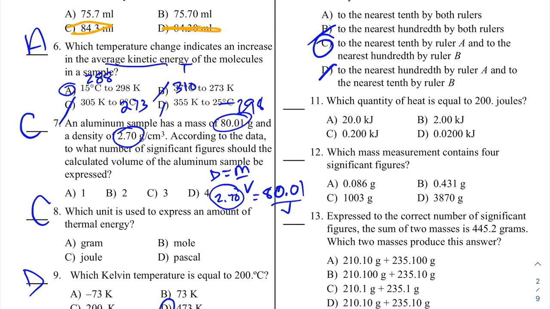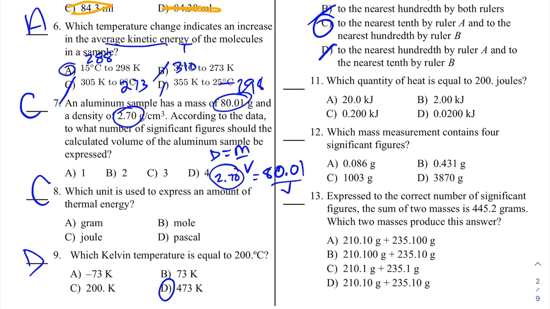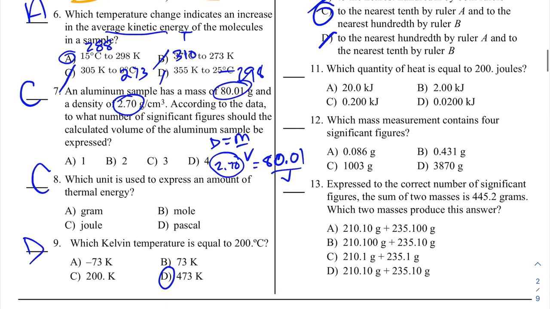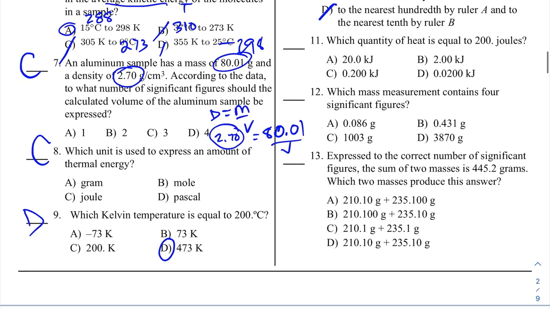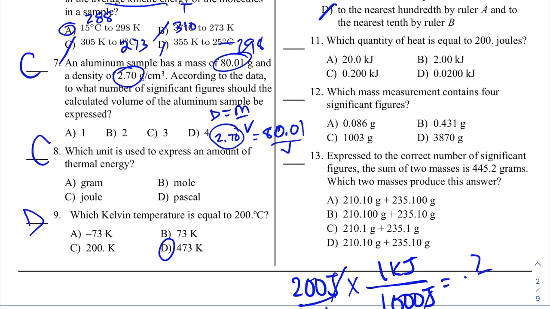Which quantity is equal to 200 joules? So remember, kilojoules are 1,000 times larger. So I'm going to do my work down here. So 200 joules. What we seek is kilojoules. 1 kilojoule per 1,000 joules, I'm trying to get rid of the joules. That way joules cancel out. So I'm basically going to do 200 divided by 1,000. But you can put it in your calculator or you can move your decimal place 1, 2, 3 spots to the left. You get 0.2 kilojoules.